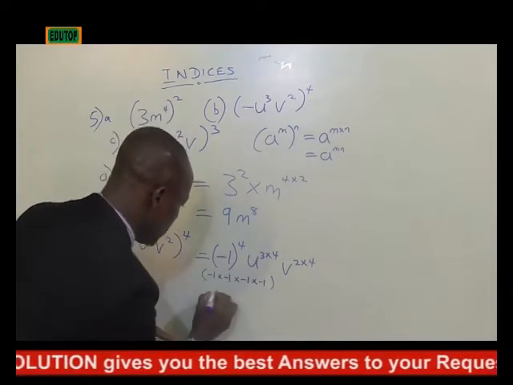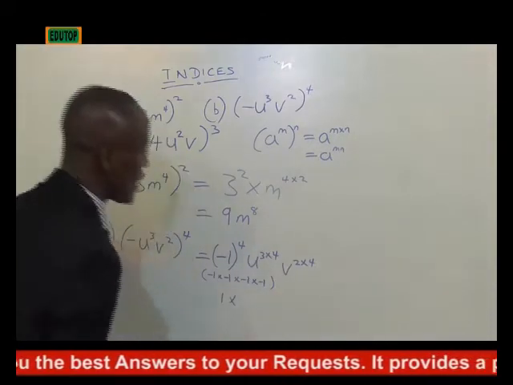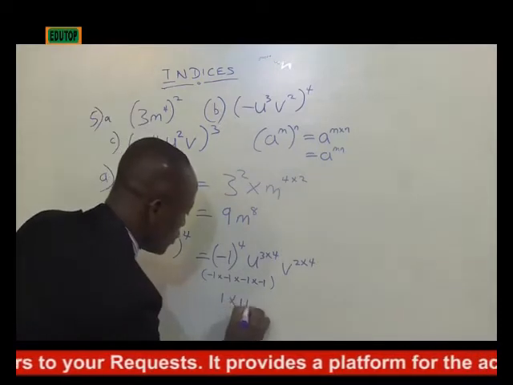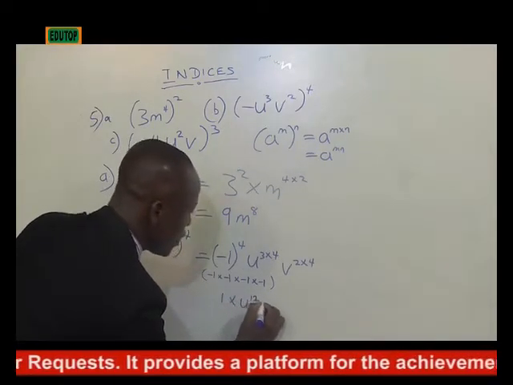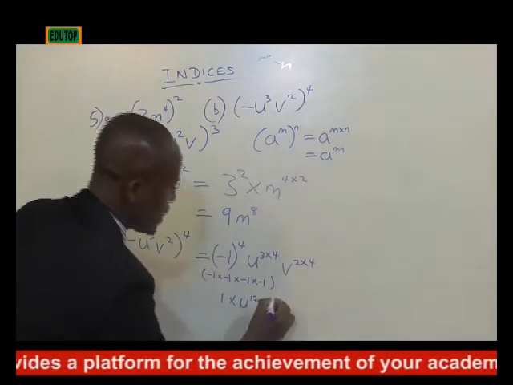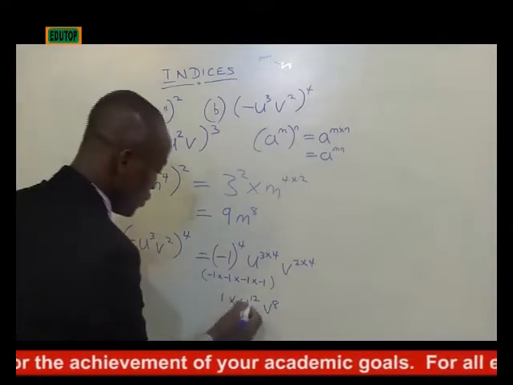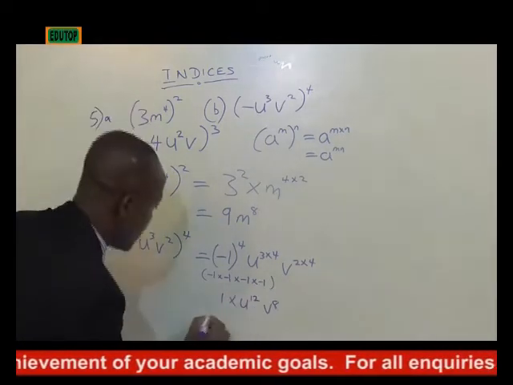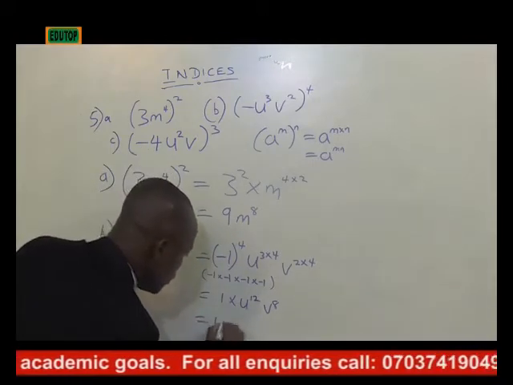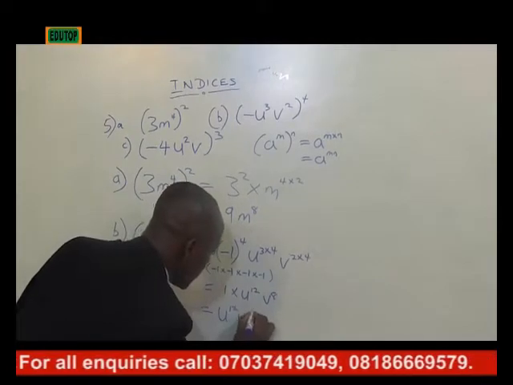So we now have 1 times u, and this 3 times 4 is 12, so u raised to power 12. Then v, 2 times 4 is 8. So 1 times u raised to power 12 times v raised to power 8 will now be u raised to power 12, v raised to power 8.